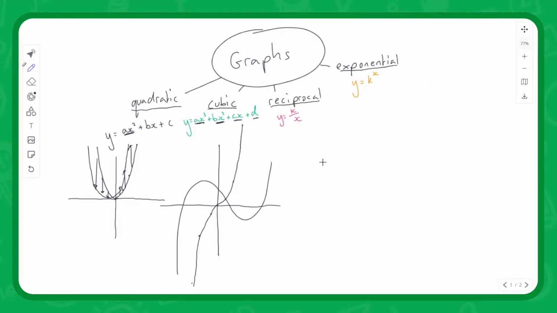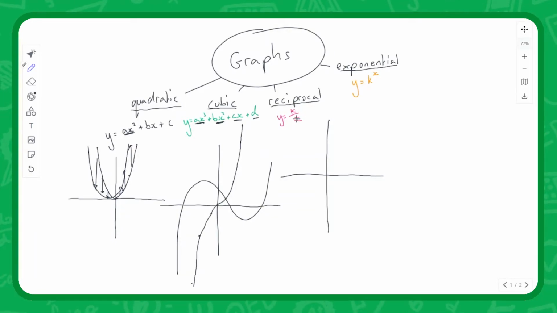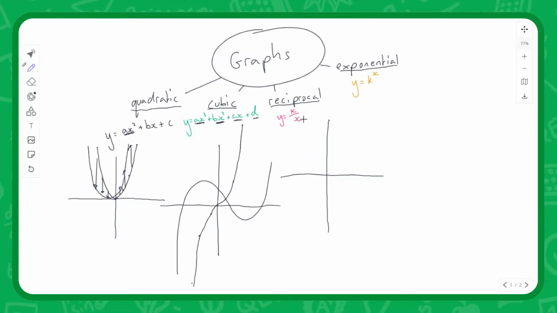Reciprocals. Reciprocals are fairly easy. They're quite nice compared to quadratics and cubics. So again, I'll give myself some axes. And in this case, let's just imagine a few values of x, right? So if x is really, really tiny, well, any number over a very, very, very tiny number is going to give us a massive number, right?